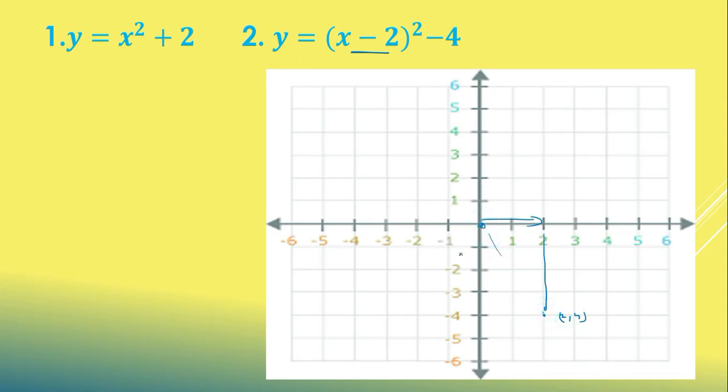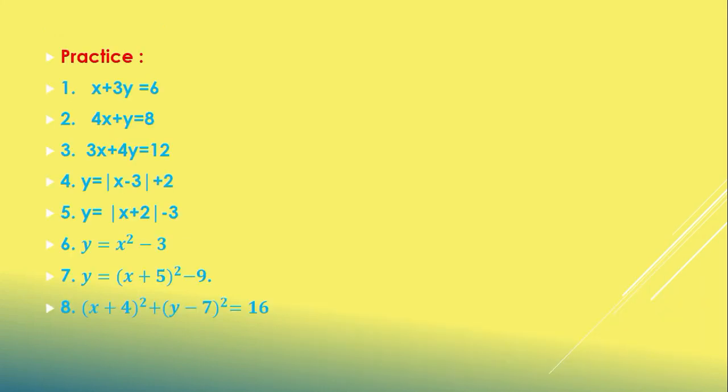Now you can find the y-intercept by giving x equal to 0. x equal to 0, this is 4 minus 0. We have drawn this one. So from this point it will go in this direction and this direction. This is the curve for the second equation. Now some practice problems are given.